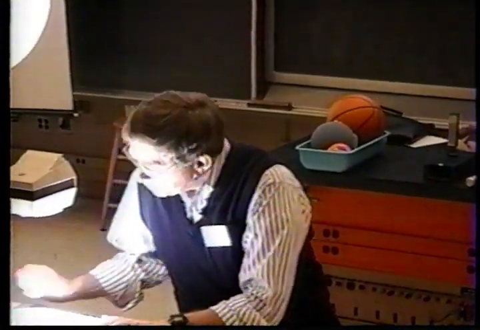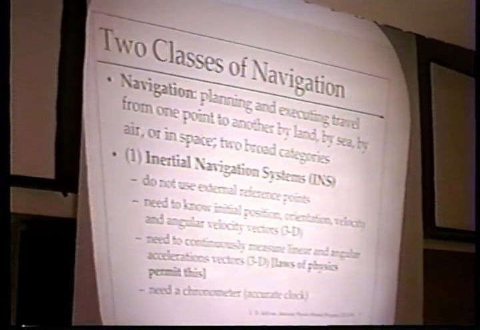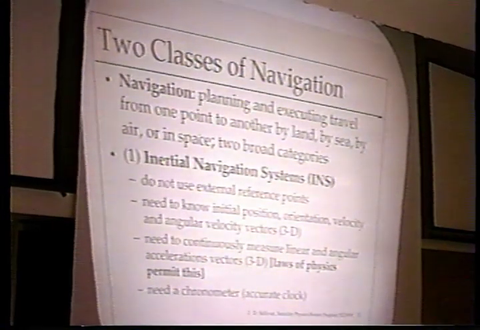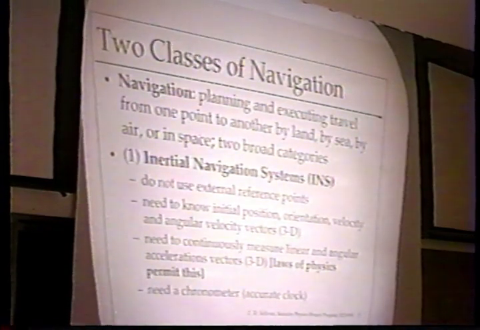Navigation, now let's sort of give ourselves a definition of it. I think of navigation as planning and executing travel from one point, presumably where we're starting, to a second point where we want to get to. It's both planning it and then executing it. Are we there yet? So there's two parts of it.